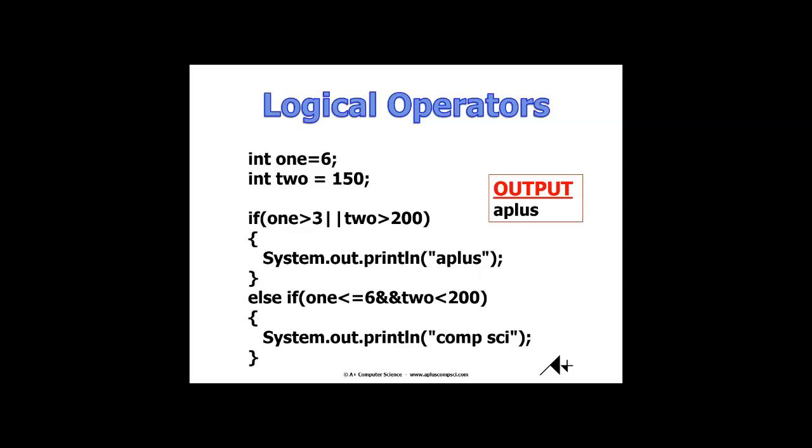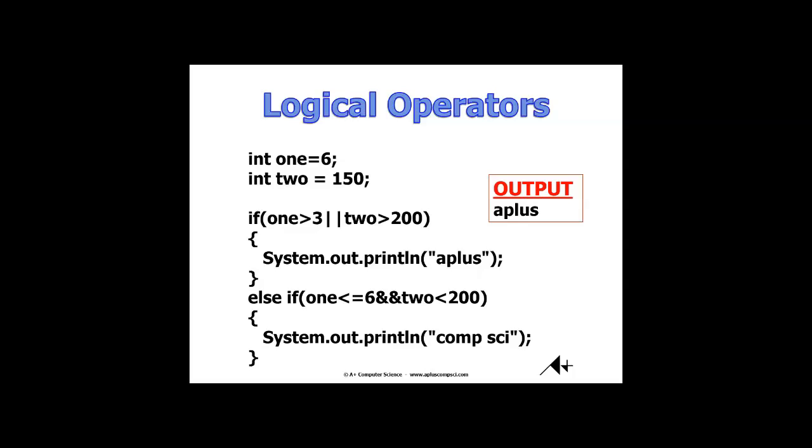If 6 was 2, 2 is not greater than 3, then it would go and check the condition to see if 2 was greater than 200. And as 2 is 150, that would also fail. And so it would not print A+ in that case. And we're going to check this out in just a few minutes when we get to the code. So with an or, either one can be true. With the and, they both have to be true.